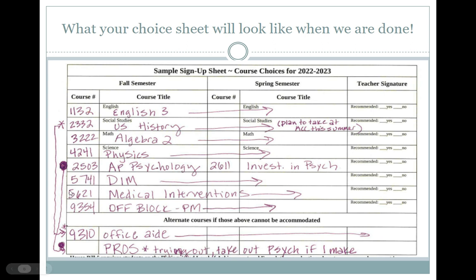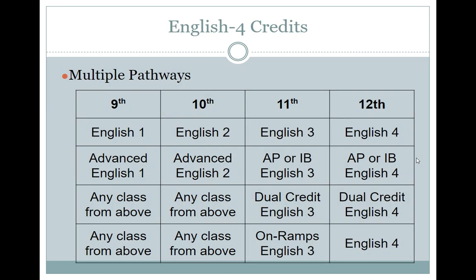Then I'm going to take DIM, medical interventions, and then I want 1 off block, which juniors are allowed to have 1, seniors 2. As long as you're passing everything, you are allowed that. Okay, so let's look at the possible pathways.